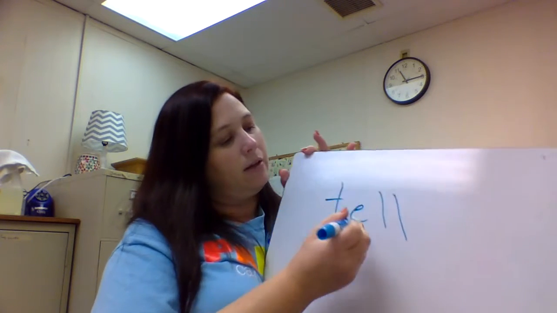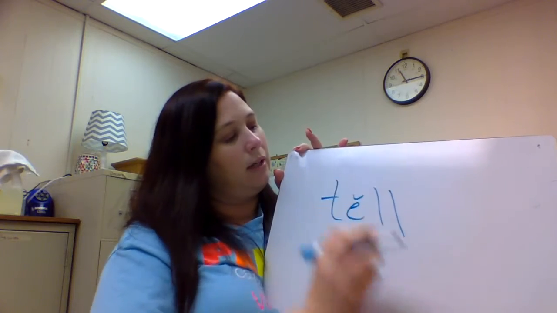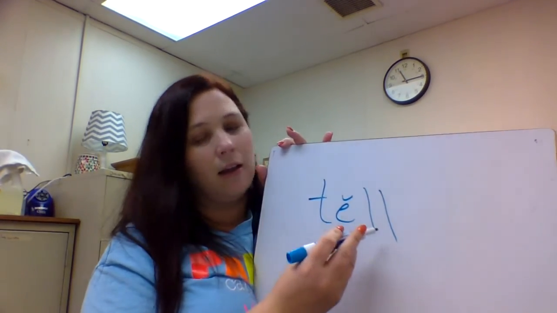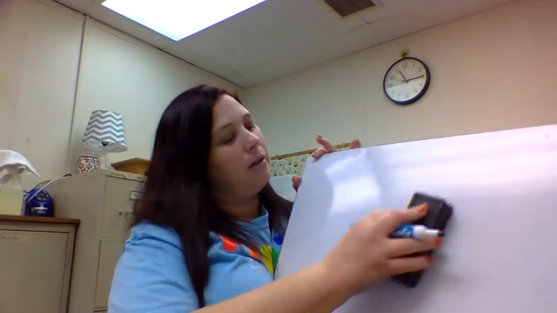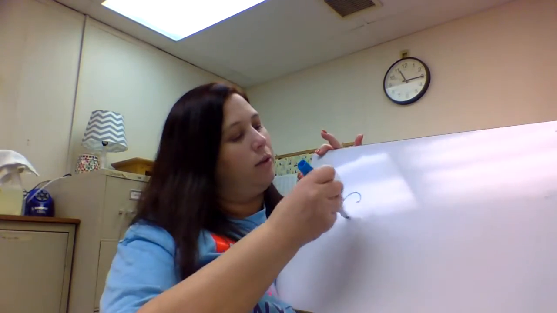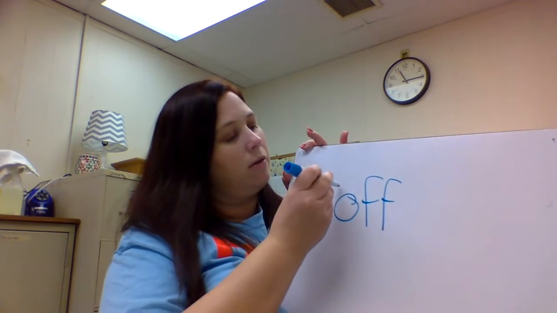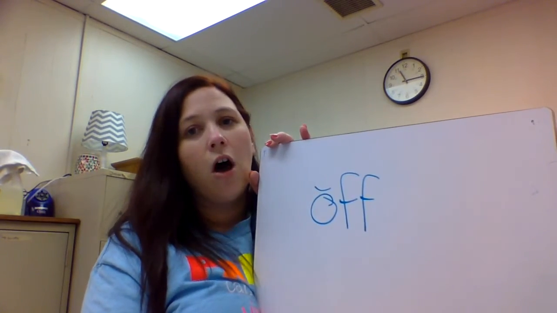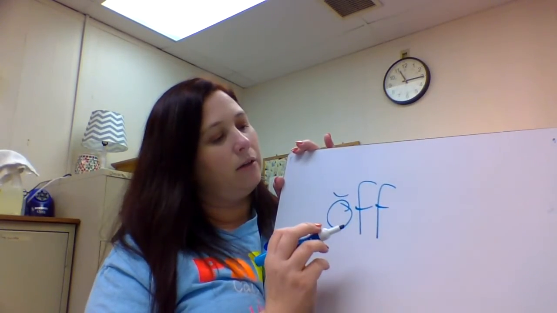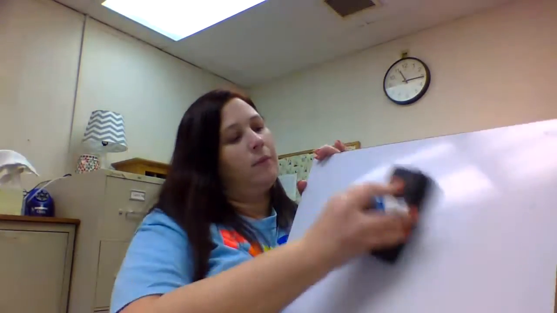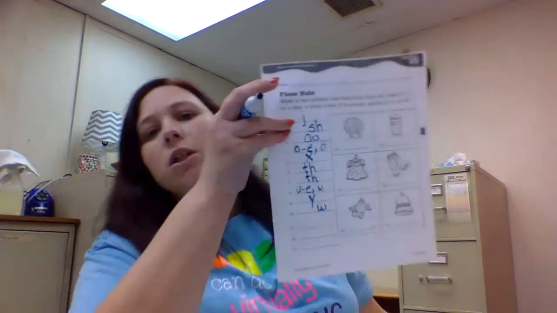We're going to do two more. Tell. Two L's. The E gets the breve. T-e-l. Are you guys catching on to this? And the last one we're going to do is off. Again, we have two F's there. The O gets the breve, so it says the aw sound. Off. Alrighty. Let's move on to the worksheet.